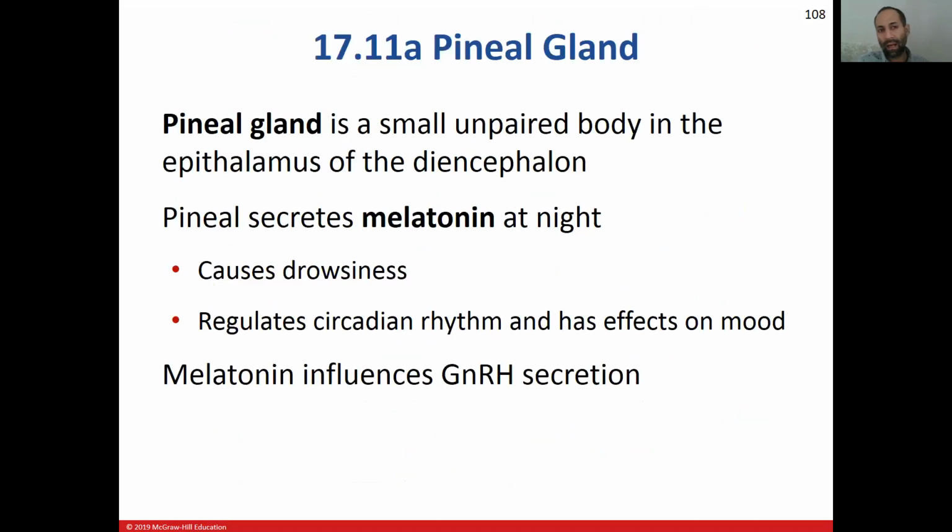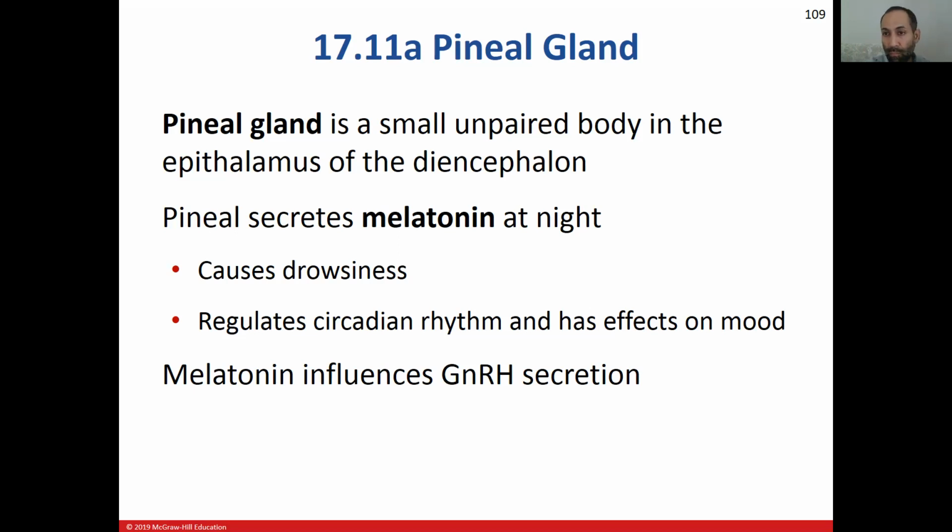Okay, pineal gland. Why is it called that? Apparently it resembles a pine cone somewhat, so pineal gland. It's a small gland found right behind your hypothalamus, and it secretes a hormone called melatonin. Melatonin puts you to sleep. It regulates your sleep-wakefulness cycle, something called the circadian rhythm.